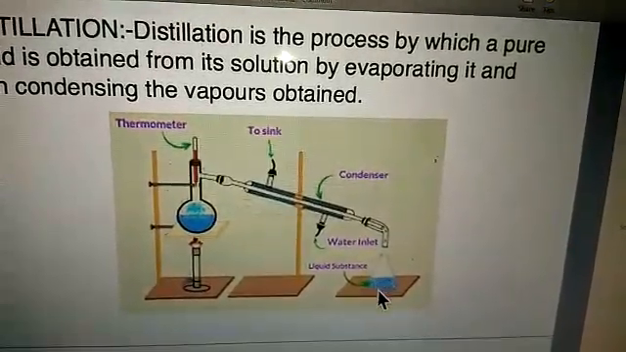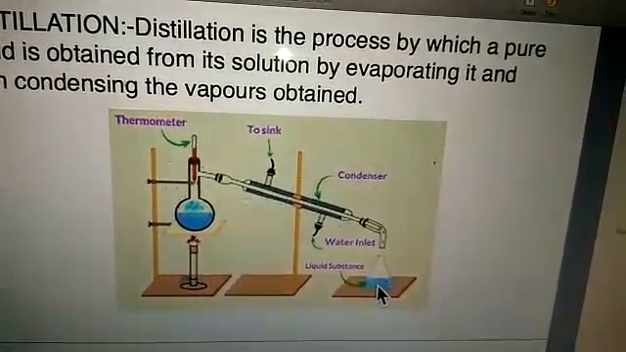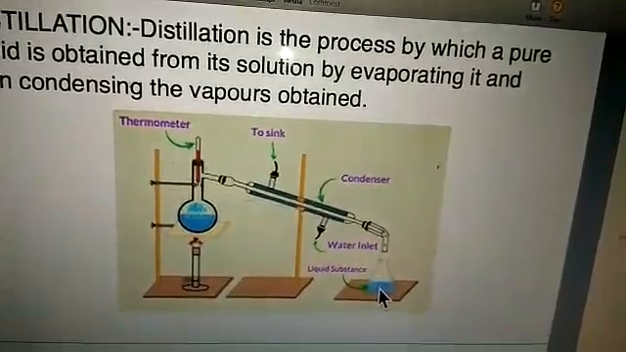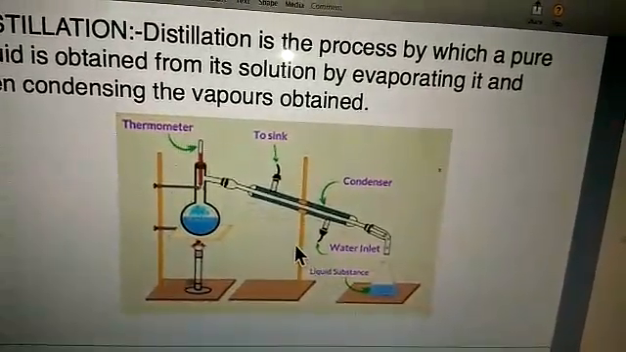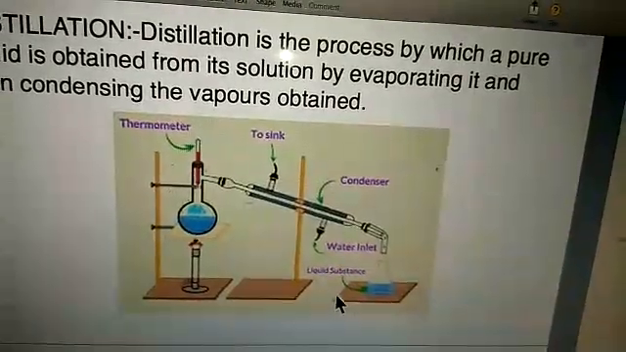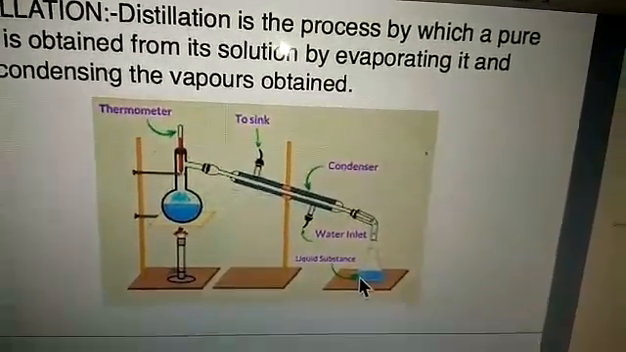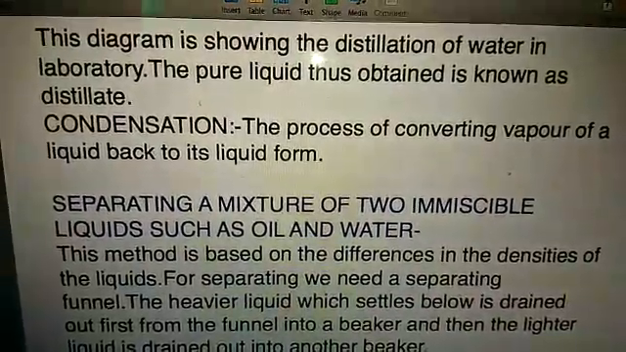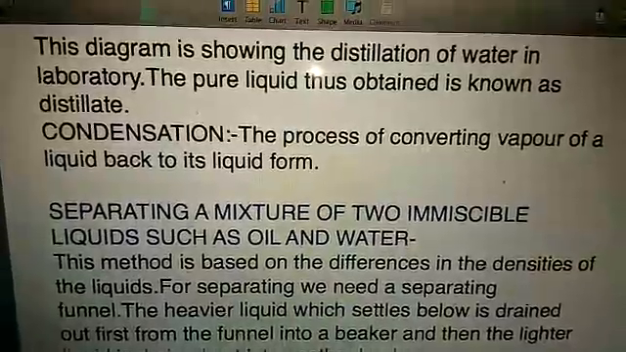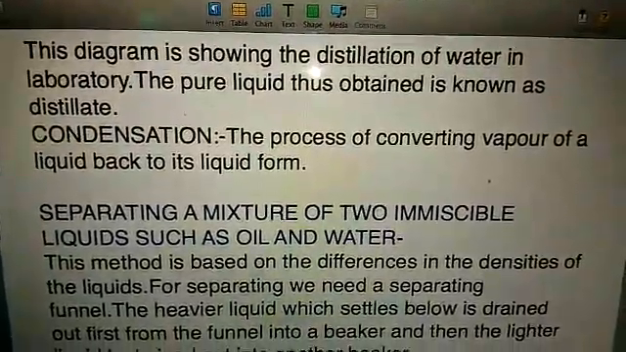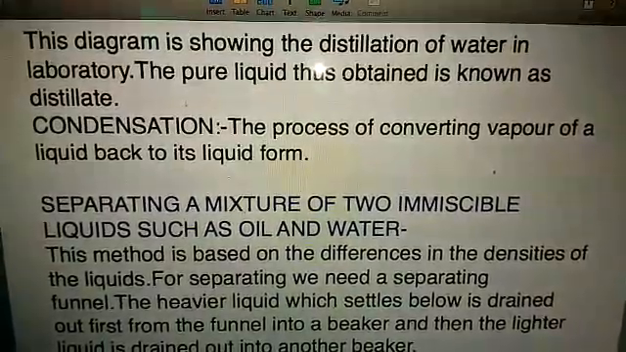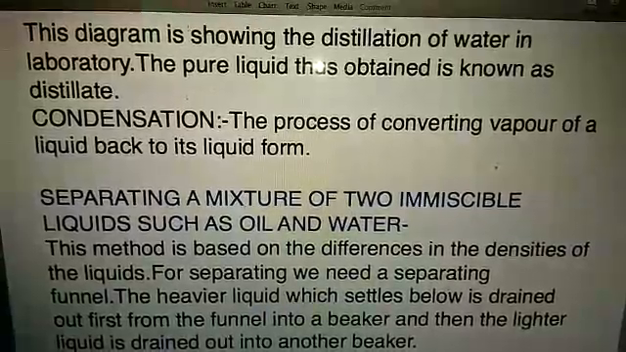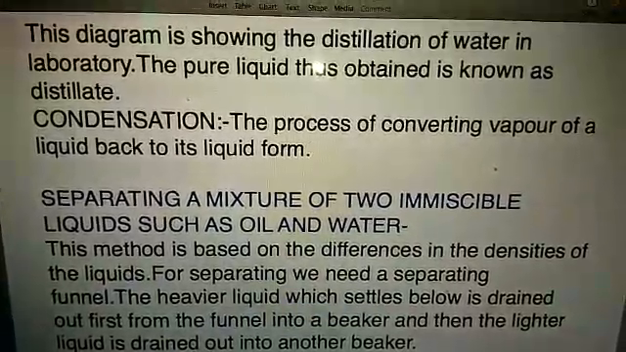Now this is the liquid substance which is collected, or it is the distillate. This is the pure water. Distilled water is pure water which has no minerals in it. So in this way, salt is also separated and pure water, that is distilled water, is collected in this flask. Now this diagram above is showing the distillation of water in a laboratory. So the pure liquid thus obtained is called the distillate. And what is condensation? The process of converting vapors of a liquid back to its liquid form.